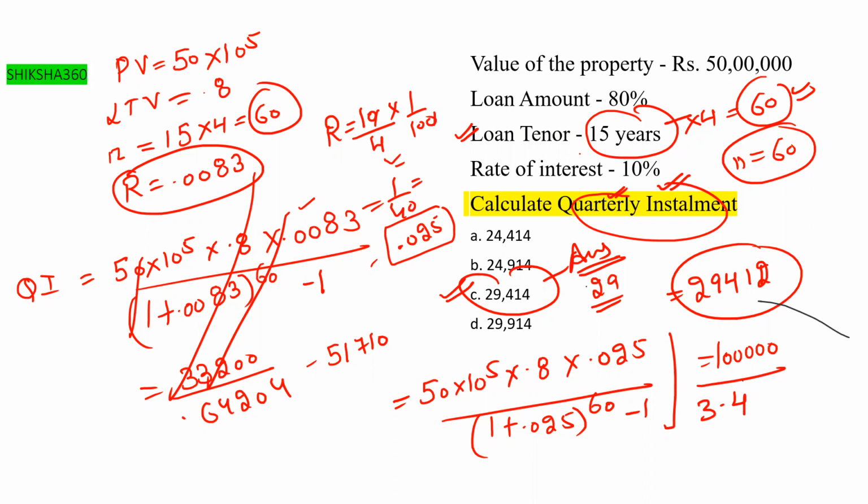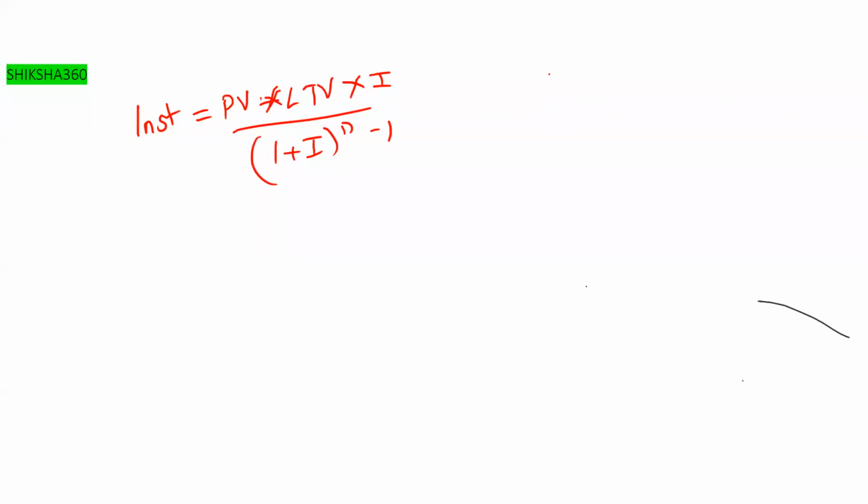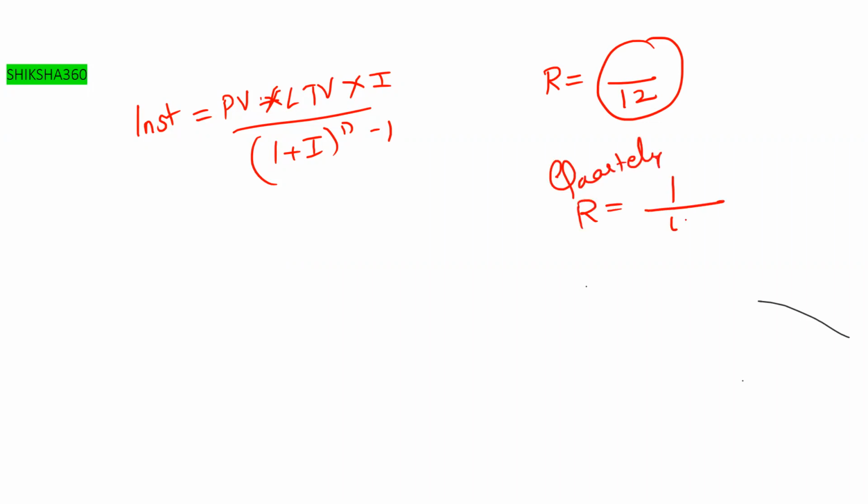Now I think all of you will remember how to solve these types of questions if they ask them in the examination. First of all, you have to remember the formula. What is the formula of installment? The formula for the installment is equal to PV into LTV into I upon 1 plus I power n minus 1. If they ask for the monthly, we have to divide the rate by 12. If they ask for the quarterly, we divide the rate by 4.